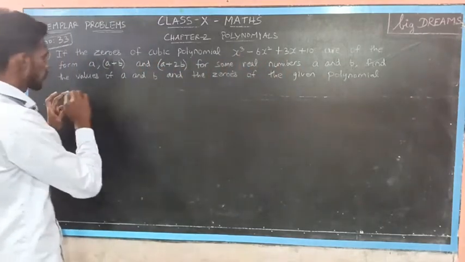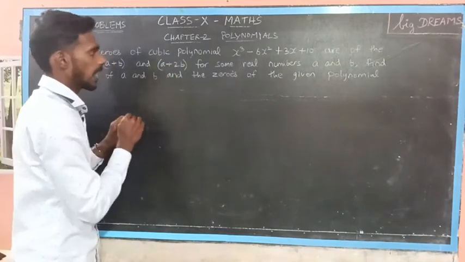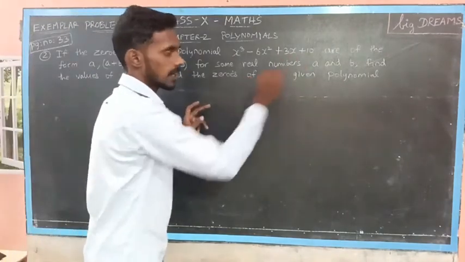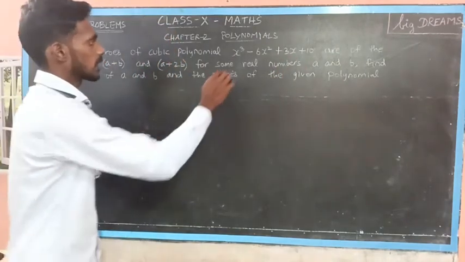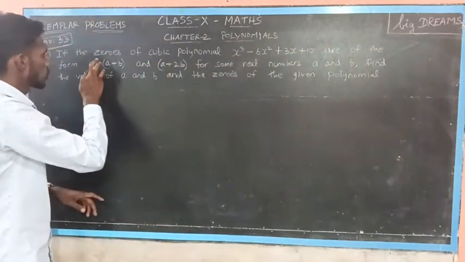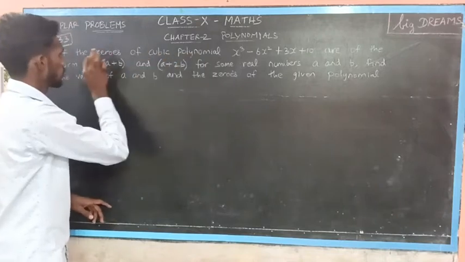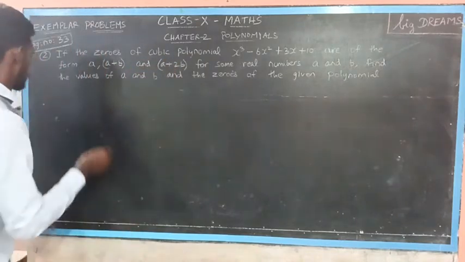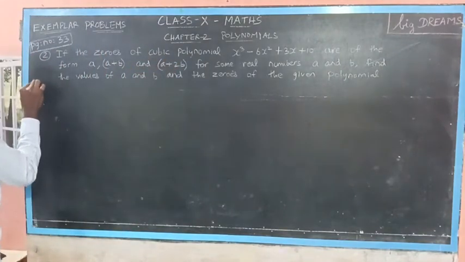Then we have to find the values of a and b and also the zeros of the given cubic polynomial. Because it is a cubic polynomial, it will have 3 zeros. Those 3 zeros are in the form they have given. So, let us move to the solution.